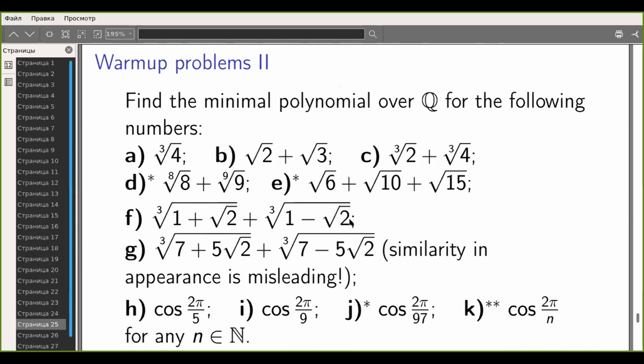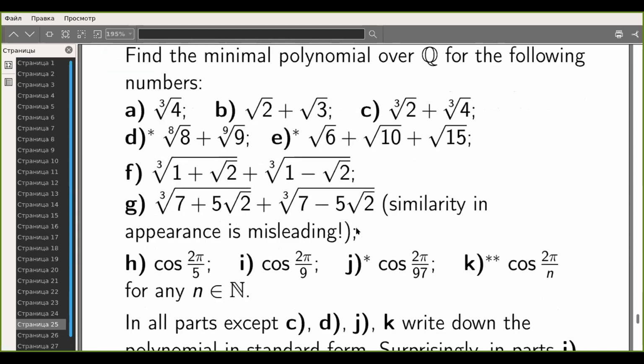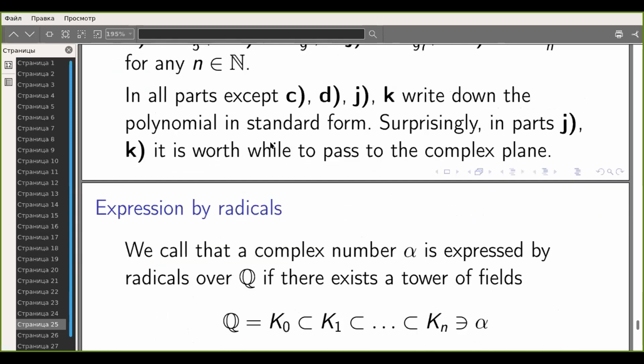As an example, we consider the following warm-up problems: to find a minimal polynomial for the following numbers. At some points it's quite difficult to write this polynomial directly, because its degree is very high, for example in D, E, J, K. In such points it's sufficient to find the degree of the polynomial, not the whole polynomial.